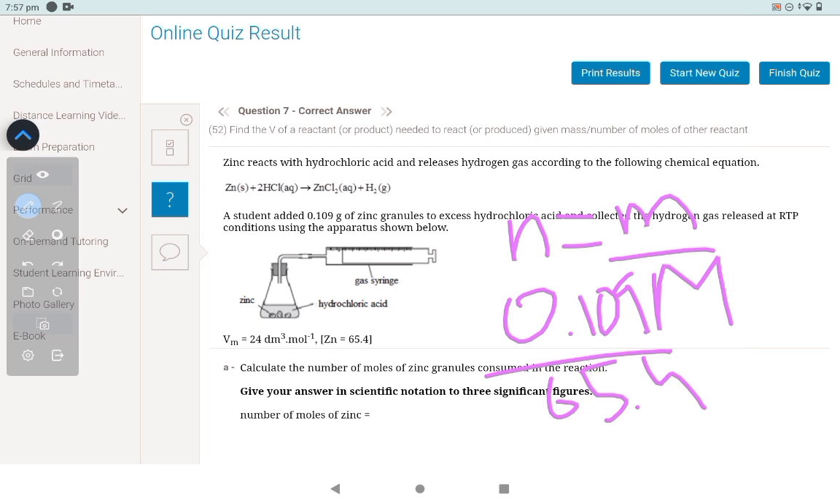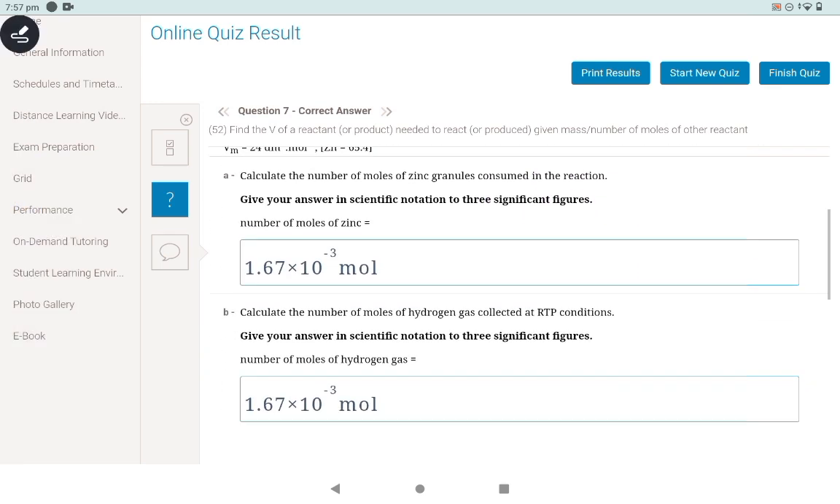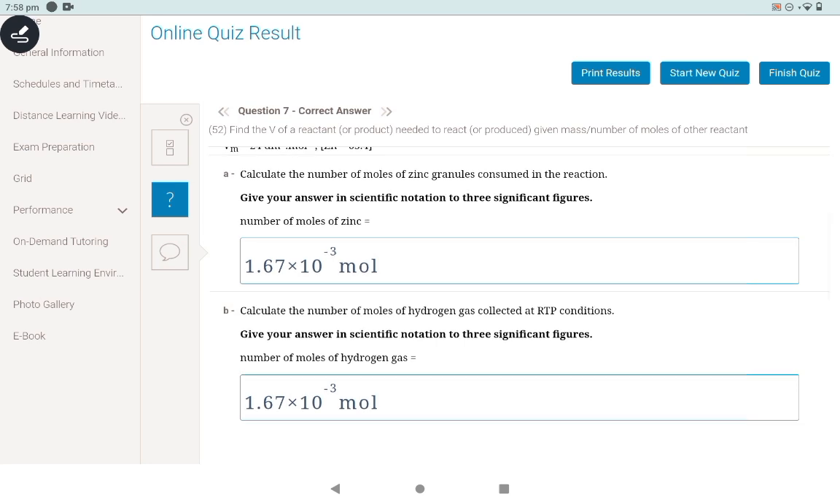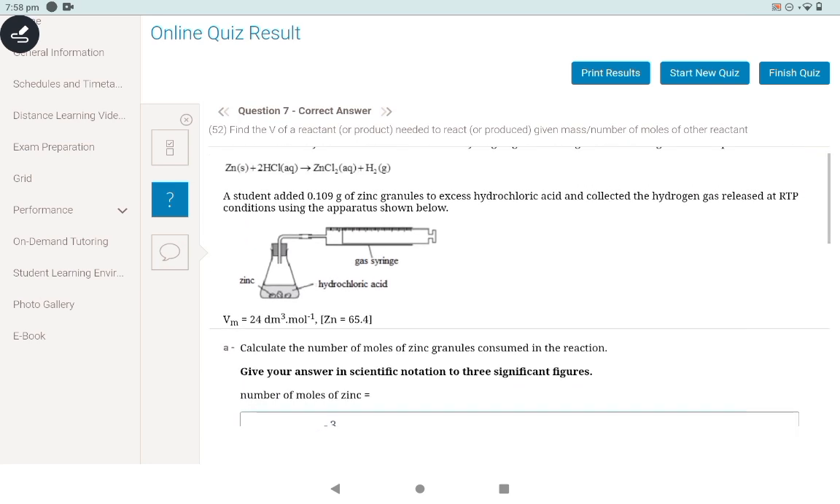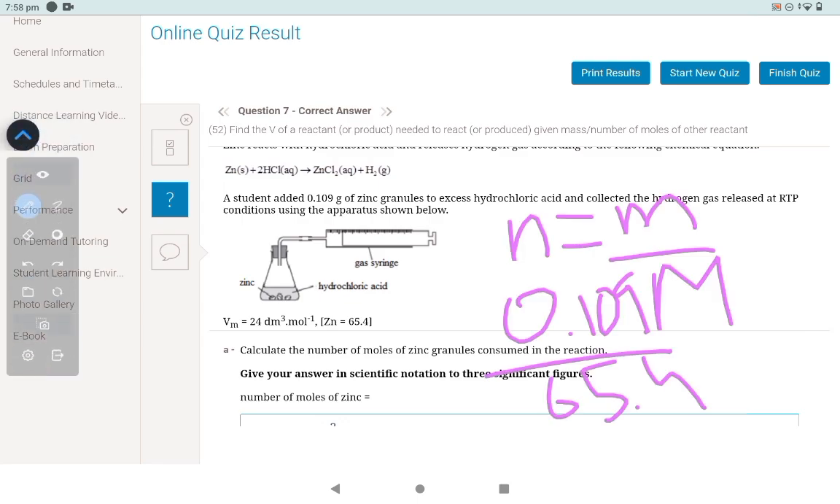We get 0.109 over 65.4 to be 1.666, so we round that off to 1.67 in significant figures and scientific notation: 1.7 times 10 to the power of negative 3. Okay, that's the number of moles of zinc. Now we need to find the number of moles of hydrogen. Again, we do MCR as usual.